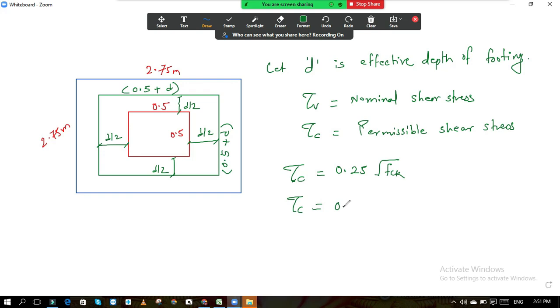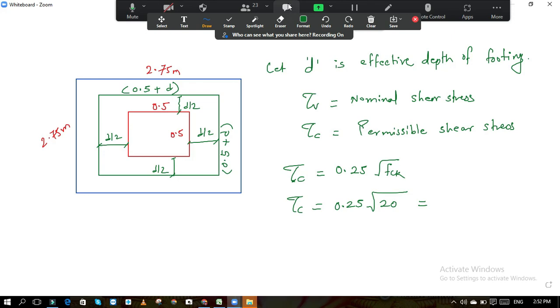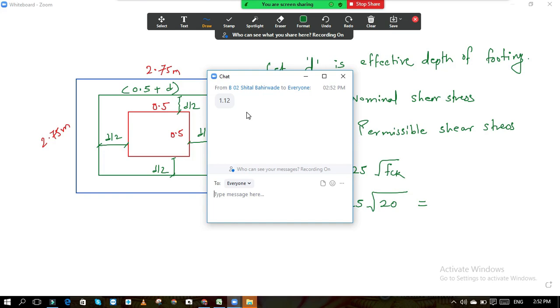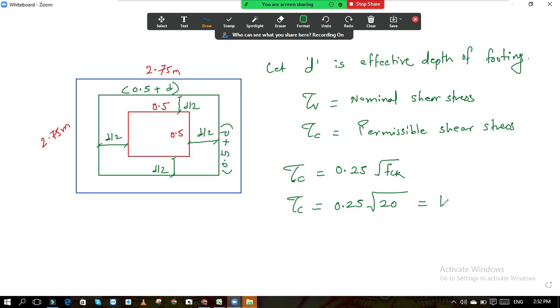What is the permissible value? 0.25 under root fck. fck is 20. Okay, fck is 20, M20 and Fe415. It is given in the problem. So what will be the value of tau c then? Let me know the value of tau c, the permissible shear stress. What is the value? It is 1.118 Newton per mm square.